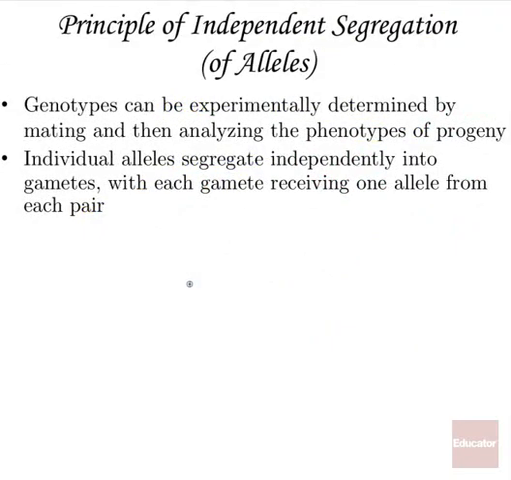Now, genotypes can be experimentally determined by mating and then analyzing the progeny. Okay, so you analyze the phenotypes of the progeny. Remember, phenotypes is anything you can see. Genotypes is the actual genetic makeup. So individual alleles, he says, Mendel, will segregate independently into gametes or sex cells like sperm and eggs, with each gamete receiving one allele from each pair. Okay, so one allele from each pair of alleles, right?